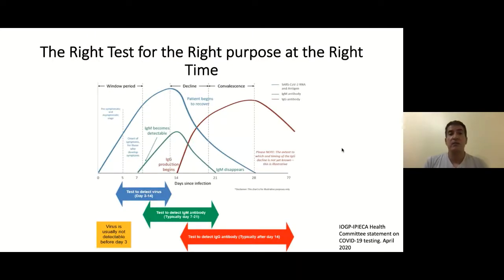So do the right test for the right purpose, but timing is also of the essence. You have to know when to do it. You have a very limited window for each test. Early in the disease, you have your PCR window. Later on, you have to change the type of sample from the nasopharynx and go down to the alveolar. Later still, the only way to do it is through serology.